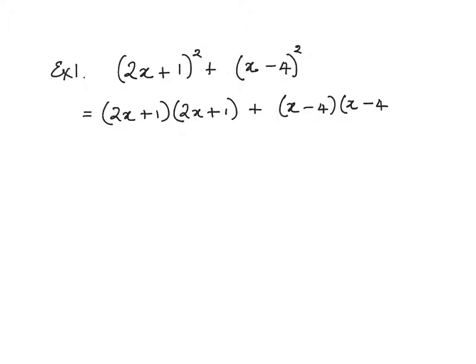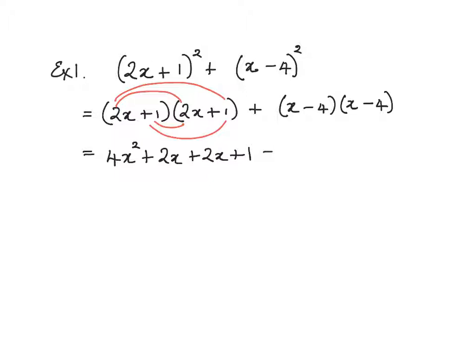Quite straightforward now. So this is what happens. We've done this sort of thing any number of times before. That's 4x squared plus 2x plus 2x plus 1. We do exactly the same thing with the second set of brackets.